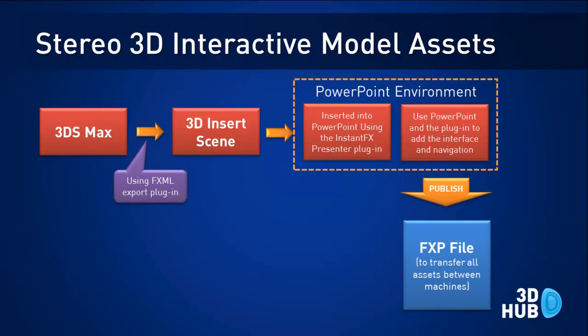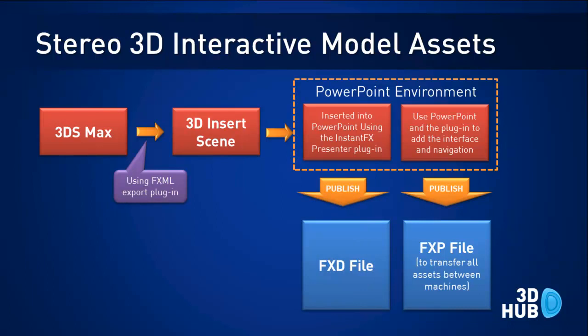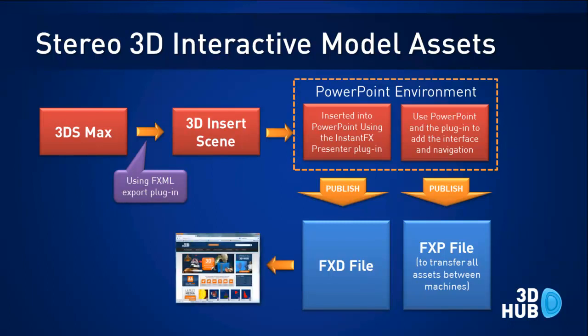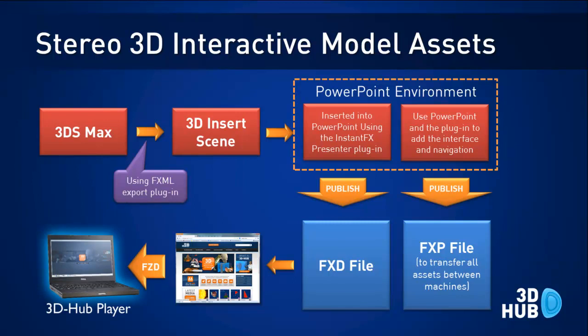The other file format which we can export, which was picked up on the first tutorial video, is an FXD file format. Now that's the native file format that will play in the 3D-Hub media player. That's the file that we upload effectively to the website, and then when the end user purchases that media, that's what's used to create the FZD file, which is the encrypted file that the 3D-Hub player plays.